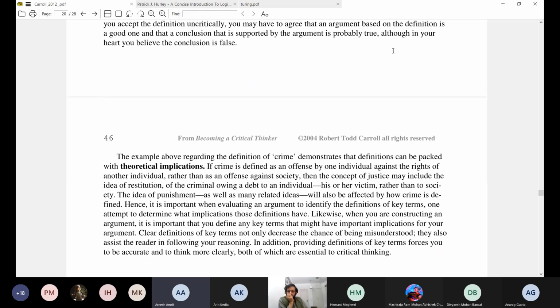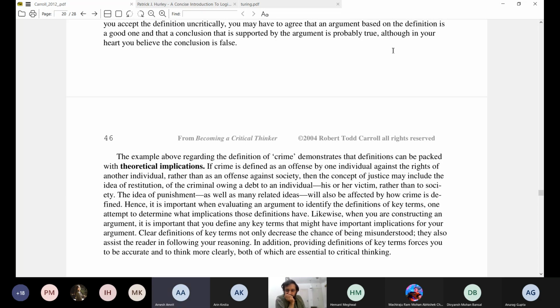Yeah, right. The example above regarding the definition of crime demonstrates that definitions can be packed with theoretical implications. If crime is defined as an offense by one individual against the rights of another individual rather than as an offense against the society, then the concept of justice may include the idea of restitution, of the criminal owing a debt to an individual, his or her victim, rather than to the society. The idea of punishment, as well as many related ideas, will also be affected by how crime is defined.